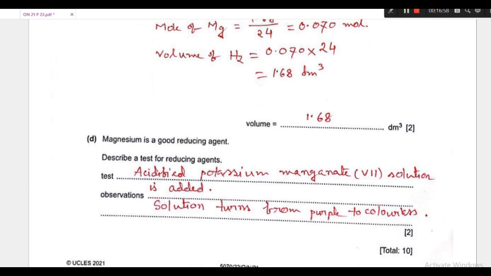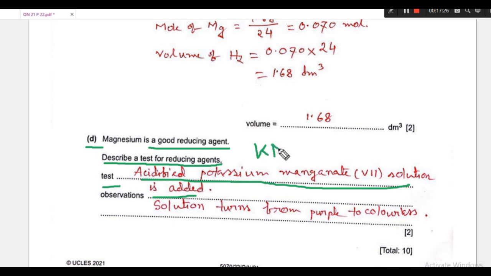So now, magnesium is a good reducing agent. Describe a test for a reducing agent. You know, a reducing agent reduces another substance but itself oxidizes. So test: acidified potassium permanganate, I mean KMnO4, acidified KMnO4 solution is added. Observation will be solution turns from purple to colorless.